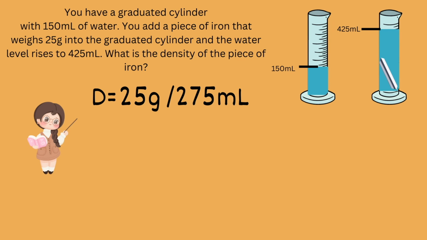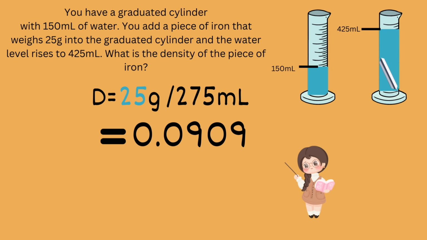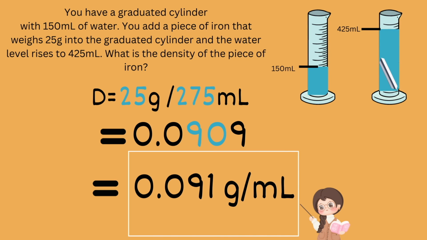If we punch this into our calculator, we get this large number and some. How many significant figures will we have in our answer? We have 2 sig figs and we have 3 sig figs. So our answer will have 2 sig figs total, those being 9 and 0. But then we have to round the 0 to 1. So our answer is 0.091 grams over milliliter.